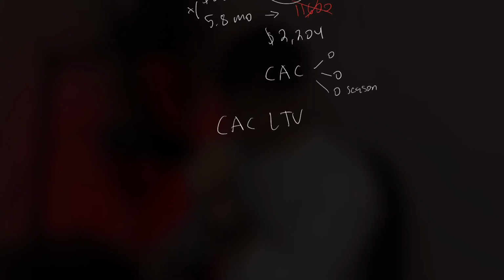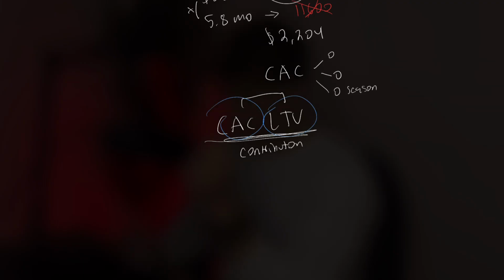CAC and LTV are glorified metrics. We like to look at contribution margin first, before we even look at these two, because it determines whether these two numbers are even safe to optimize. And contribution margin answers one question: after a single sale, does this business actually get stronger or weaker?